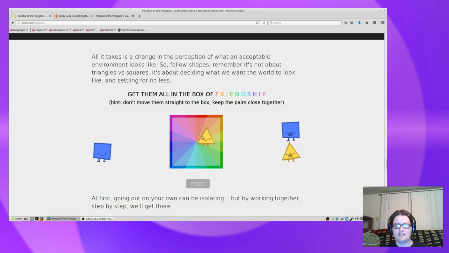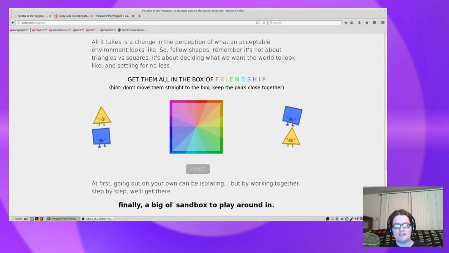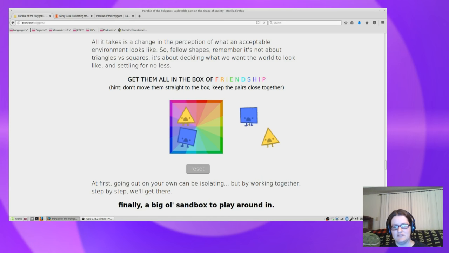So if we try to just go ahead and move people, well, now we're stuck. We can't move these guys. They're just meh. So at first, going out on your own can be isolating, but by working step by step, we'll get there. So we'll move these guys over. So they're still unhappy, but it just takes work. Whee! And then confetti!